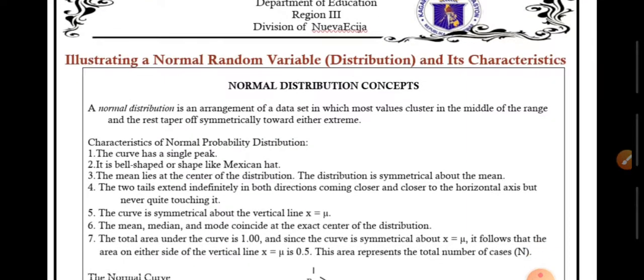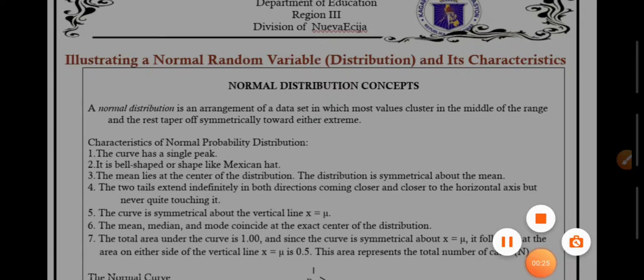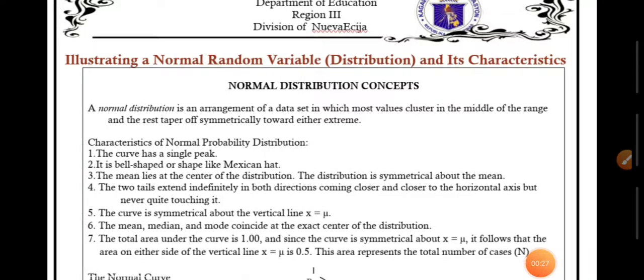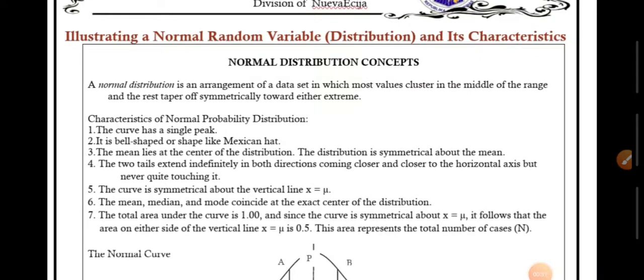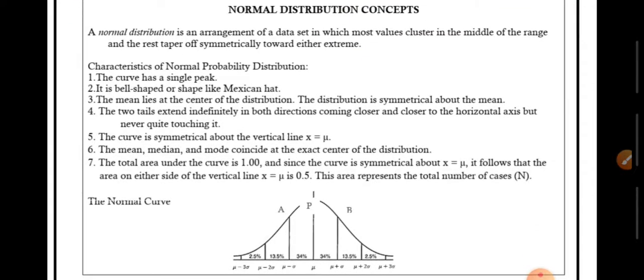Characteristics of normal probability distribution. The curve has a single peak. It is bell-shaped or shaped like a Mexican hat. The mean lies at the center of the distribution. The distribution is symmetrical about the mean. The two tails extend indefinitely in both directions, coming closer and closer to the horizontal axis but never quite touching it. The curve is symmetrical about the vertical line x = μ.